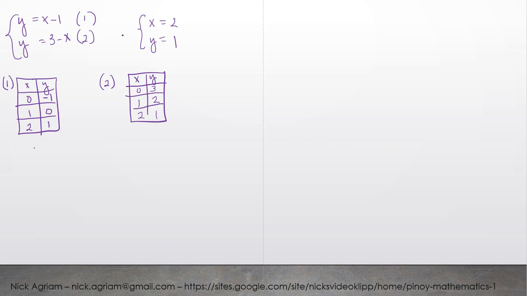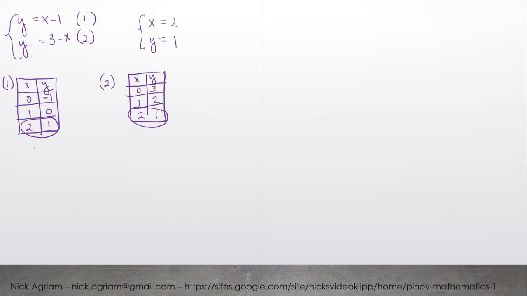If I look at my solution here, then I will get the same. When x is 2 in my first equation, I get y equal to 1. In my second equation, when x is 2, then y is 1. So that's my solution also. This is what we call the graphical solution.